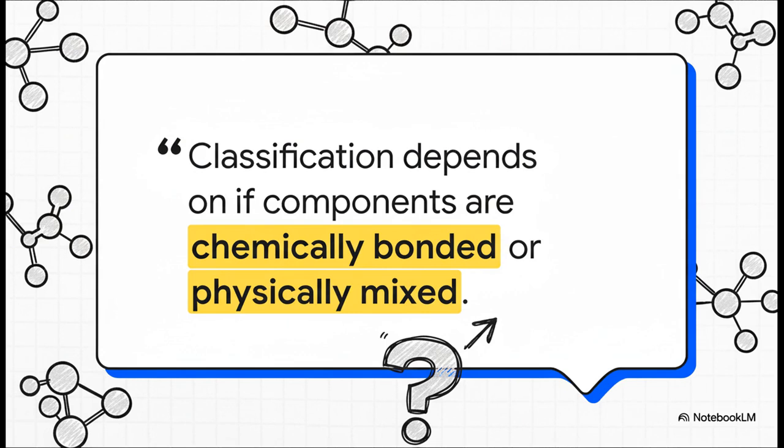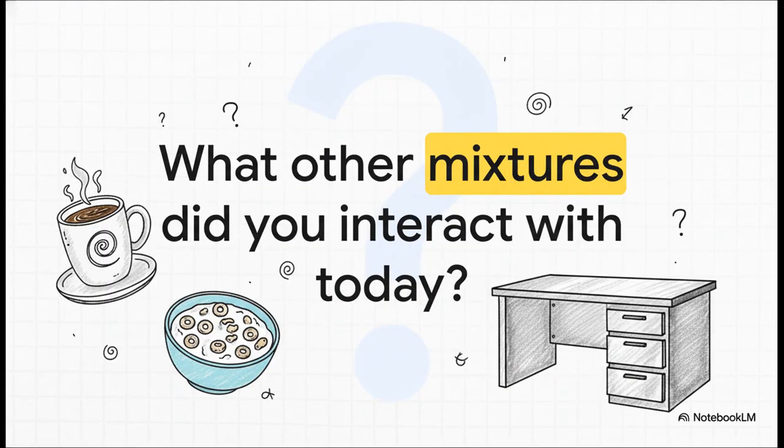Look, if you remember just one thing from all of this, let it be this right here. The whole game of classifying matter really comes down to one single question. Are the pieces chemically locked together to make something new, or are they just physically hanging out and sharing the same space? So now that you know what to look for, think about your day. That cup of coffee you had this morning? That's a mixture. The milk you poured on your cereal? A mixture. The steel that makes up your car? Yep, that's a mixture too. Once you start looking, you'll realize they are absolutely everywhere.